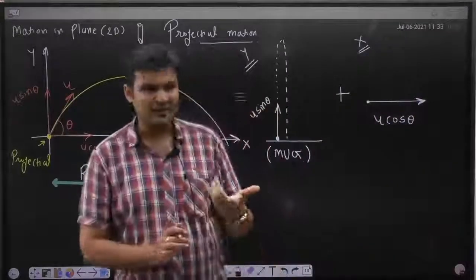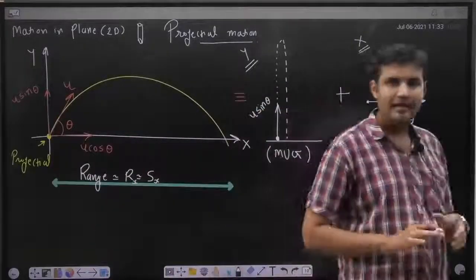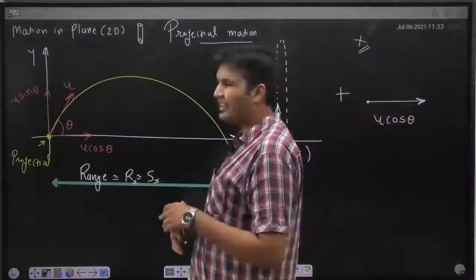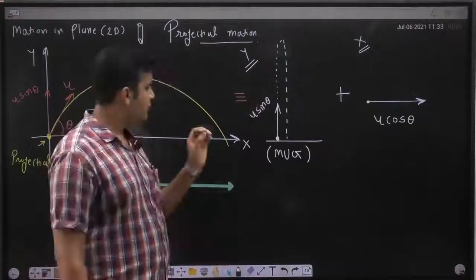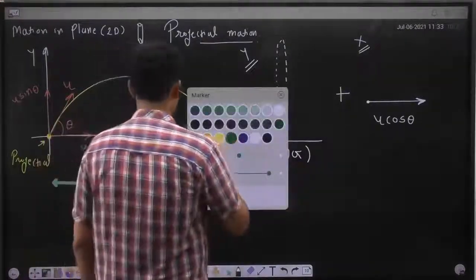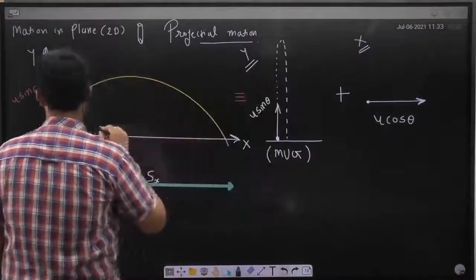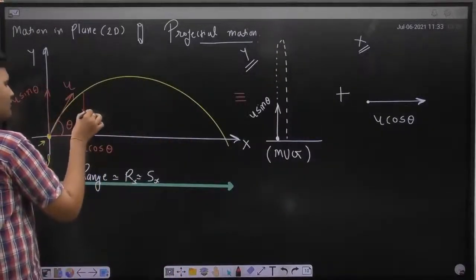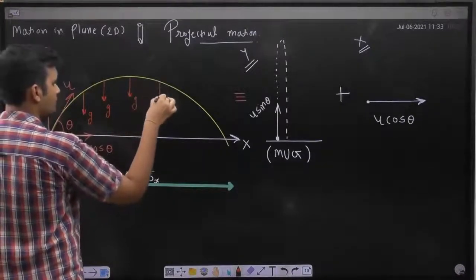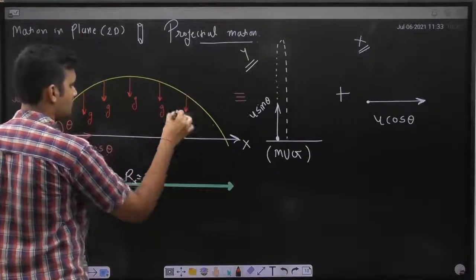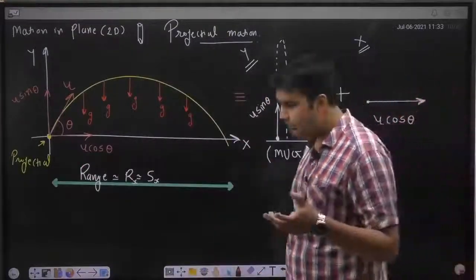Next, now what about acceleration? Here we are considering a completely ideal situation. We are not considering any air resistance, air drag, and all those kinds of things. So what about acceleration at each and every point? Acceleration will be downwards only, g.